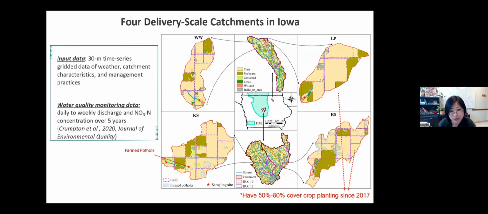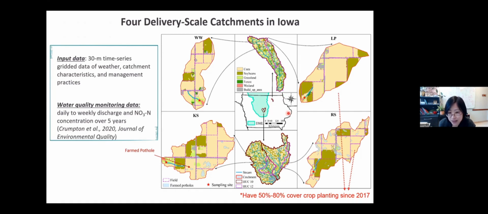For example, they have over 80% of land area occupied by row crop planting, and they are geographically close and share similar weather conditions, but they also have some contrasting features. For instance, one pair of them is located in the Des Moines lobe, so they have farmed potholes, but the other 2 don't.